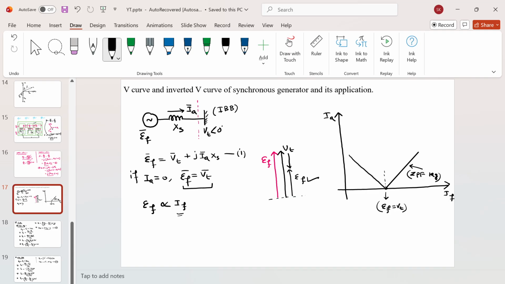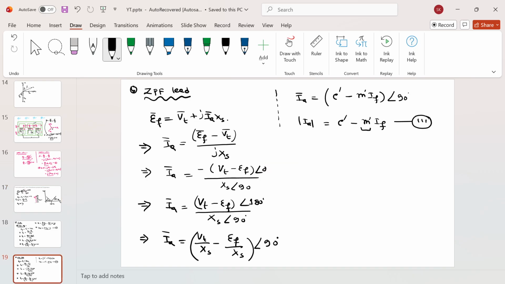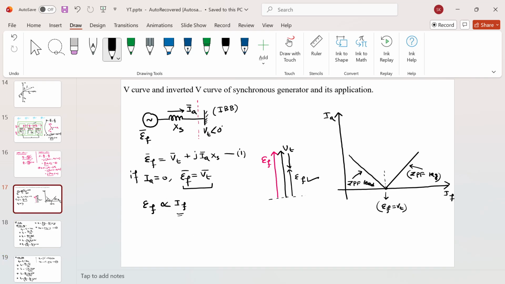So this will be your ZPF lead. Why is this a negative slope? It is because of the minus M bar in this equation. What I have done here is assume my EF is equal to some constant K with IF. So this is the linear equation that I have assumed. If you just put it in, you will get a linear equation. That's how I got equation number 3. So this is how you get the V curve for 0 per unit active power delivery.